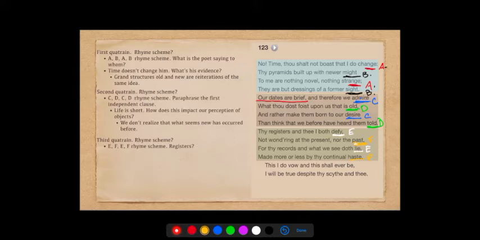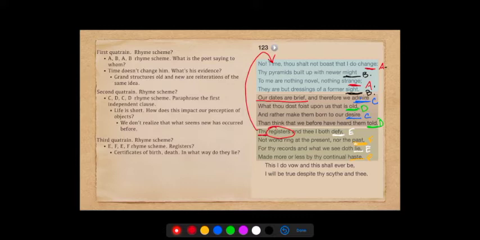And then what does he mean here when he says thy registers? Remember, who's the thy here? Well, we're still talking about this guy right here, time. And he says, thy registers and thee I both defy. What do you think he means about that? How do we register our existence? Yeah, sure we do. We have certificates of birth and death. Everything's documented in a way. Think of all the ways our lives are registered and chronicled in writing and whatnot.